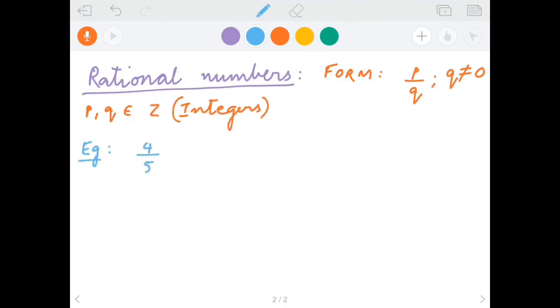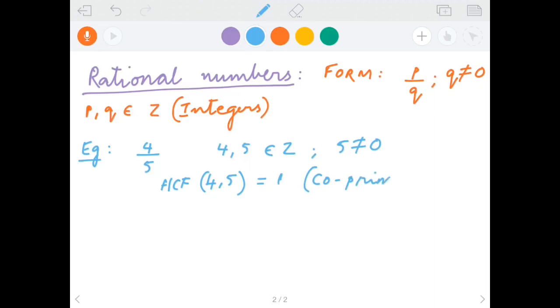Now that we have understood this a little more in detail, let's take an example of this. Let's take an example of 4 by 5. If you notice, 4 and 5 are both integers, and the other condition is 5 is not equal to 0. Since both these conditions are met, I call this number a rational number. There you go. But there's another thing that I also want you to understand. The HCF for 4 and 5 is 1, which means they are co-prime with respect to one another, which means 4 and 5 are in their simplified form.